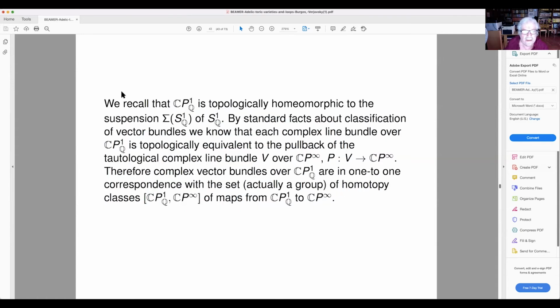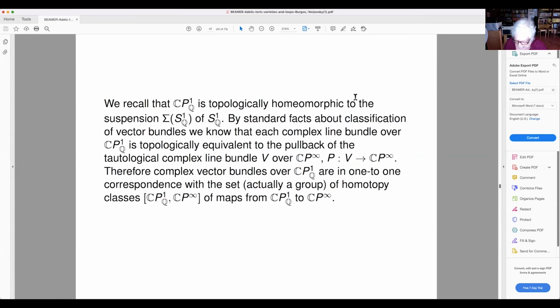And now we recall that topologically this Adelic projective line is homeomorphic to the suspension of these solenoids. Suspension points are the point 0 and infinity. And by standard facts about classification of vector bundles, we know that each complex line bundle over this is topologically equivalent to maps to CP infinity. But actually, holomorphic line bundles over P1 are classified by the Chern number, classified by the integers. And here now they will be classified by the rationals, which is very interesting.